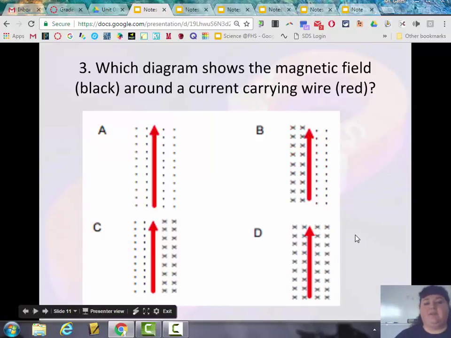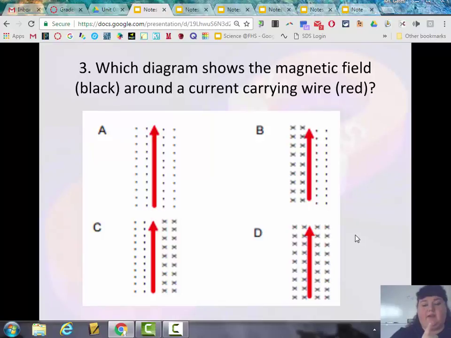So why don't you pause the video and see if you can do this one on your own. Which diagram shows the magnetic field in black around a current carrying wire in red? My thumb should point in the direction of the red arrow, so upwards, and my fingers are going to curve in the direction of the field. On the left side of my arrow, they'll be pointing out at me, so dots. On the other side of the arrow, they would point in. So my answer should be C on number 3.